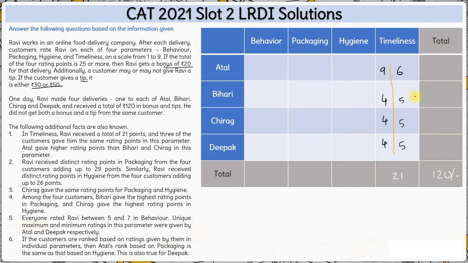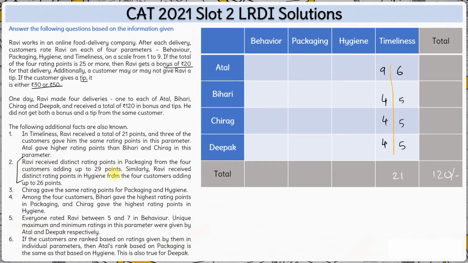Now can each of them give a rating of 6? 6 plus 6 plus 6 is 18, 21 minus 18 is 3. Now think about it, is this case possible? It is not possible because Atal has to give a higher rating than Bihari and Chirag, which is not happening here. So the only 2 cases possible will be 9444 and 6555. These are the 2 possible cases for ratings for timeliness here. Okay. Now let's look at the next point.